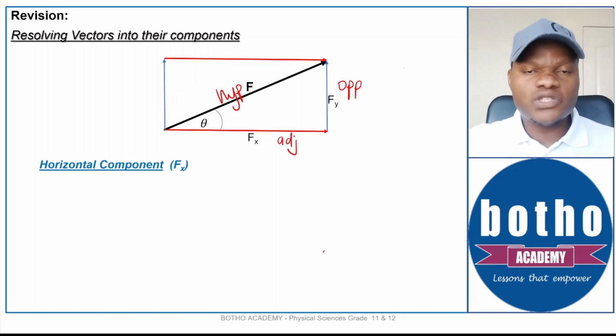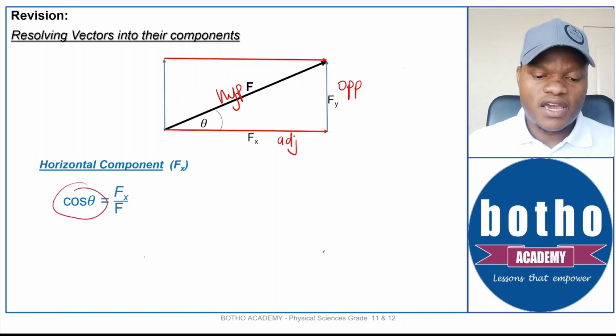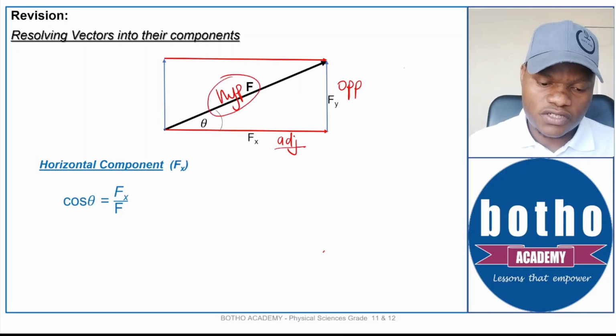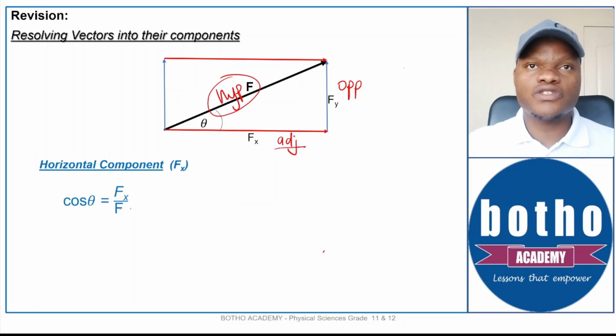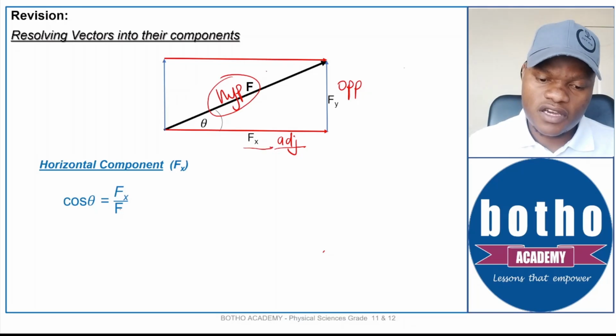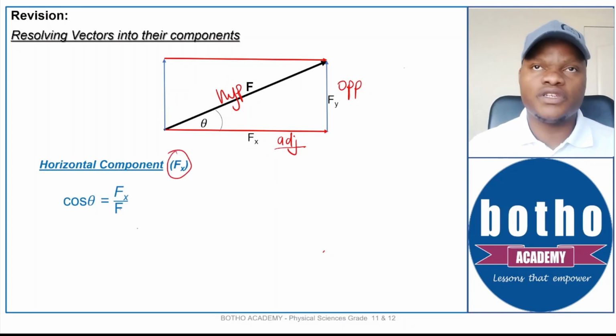Okay, so if we want to calculate Fx, we do realize that Fx is going to be related to cos theta, and the reason for that is because we have the adjacent side here. If you say cos theta, it is going to be equal to Fx, which is the adjacent side, over the hypotenuse side, which is F. Okay, we know cos is adjacent over hypotenuse. The adjacent side in this case is Fx, and the hypotenuse side is equal to F in this case, okay? But we want to calculate Fx as we indicated here.